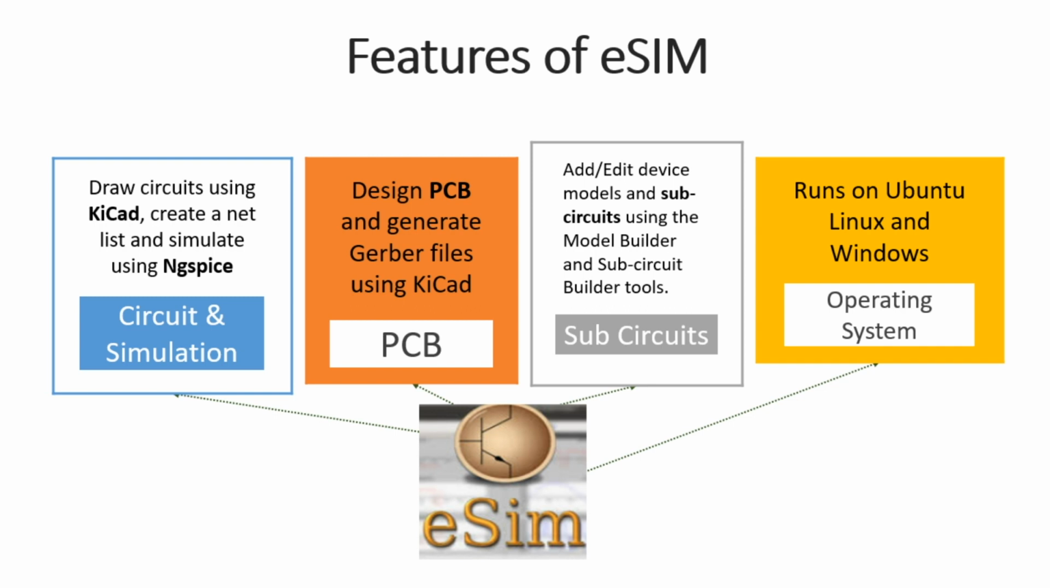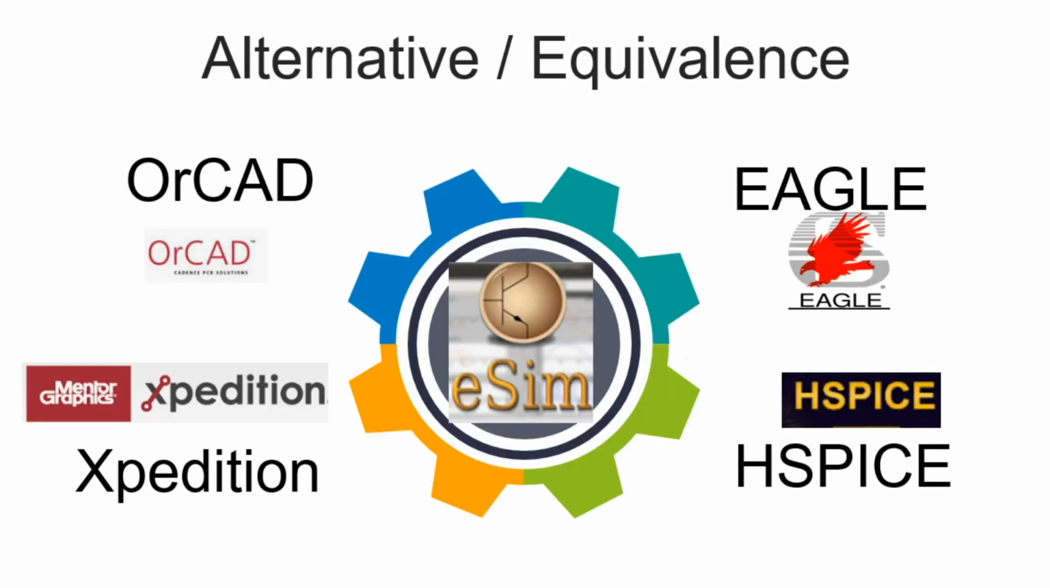With respect to sub-circuit, it allows a user to add and edit device models and sub-circuits using the Model Builder and Sub-Circuit Builder tools. With respect to operating system, the last main feature, it runs on Ubuntu Linux and Windows. eSIM is an alternative equivalent to proprietary software like OrCAD, Eagle, Xspice, Expedition.